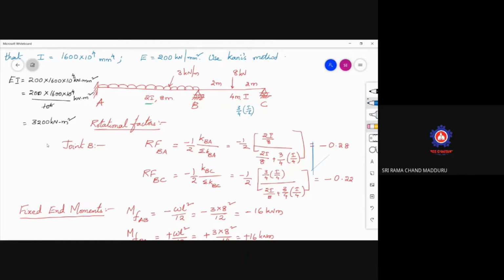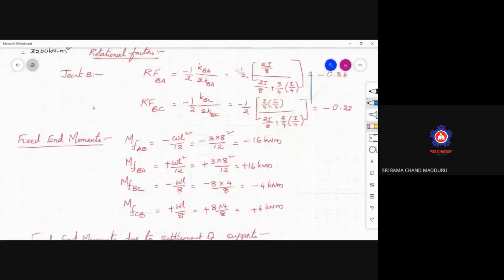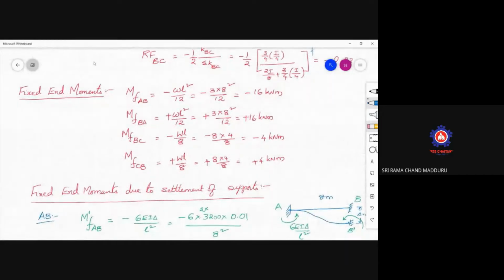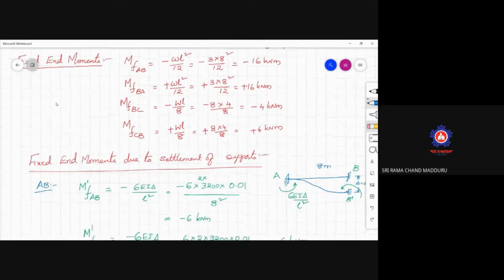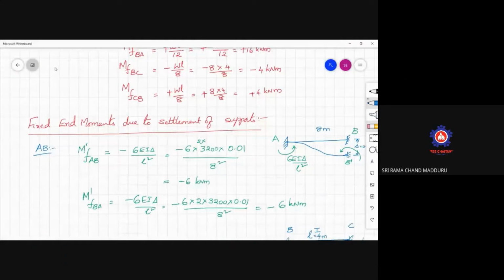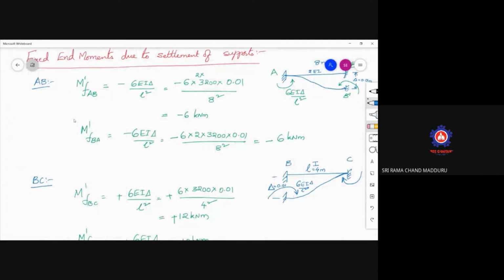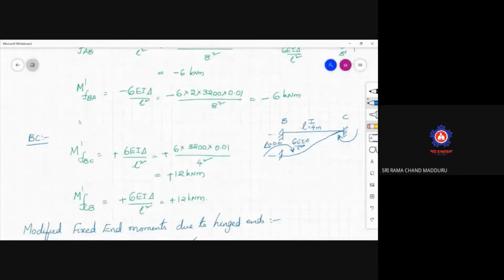After the joint B rotational factors are calculated, go for fixed end moments. The fixed end moments are calculated. Similarly, calculate the fixed end moments due to settlement. So here, while calculating the support settlement, your AB member is 2 times EI as the moment of inertia is 2I. So here we need to multiply with 2 times 3200. You will get fixed end moments due to support settlement for AB as well as BA. Similarly, you calculate for BC and CB.